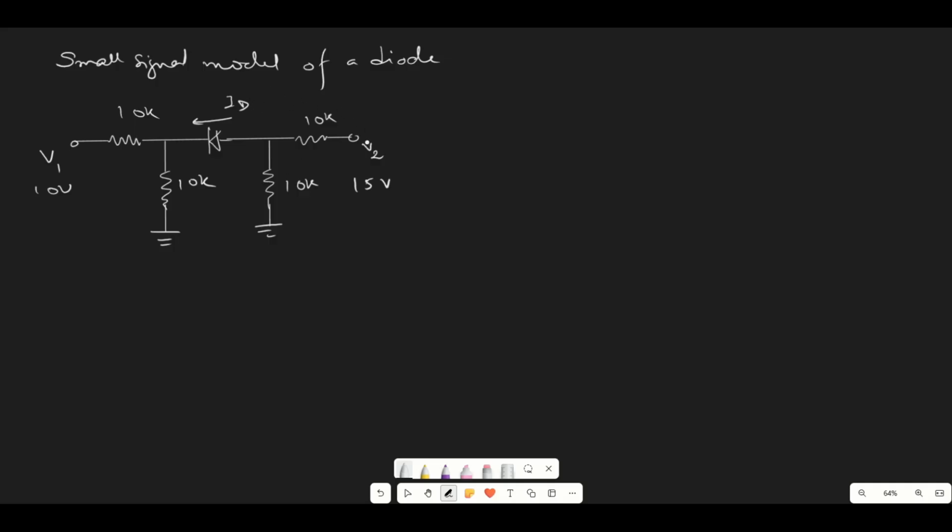So here if we see, the value of V2 is given as 15 volts, so 15 volts will appear here, and similarly V1 is 10 volts, so this is 10 volt. So considering this 15 volt and 10 volt, the diode is in forward bias condition, as this is at higher potential than this point, so the diode is at forward bias condition. So now we can solve the numerical.